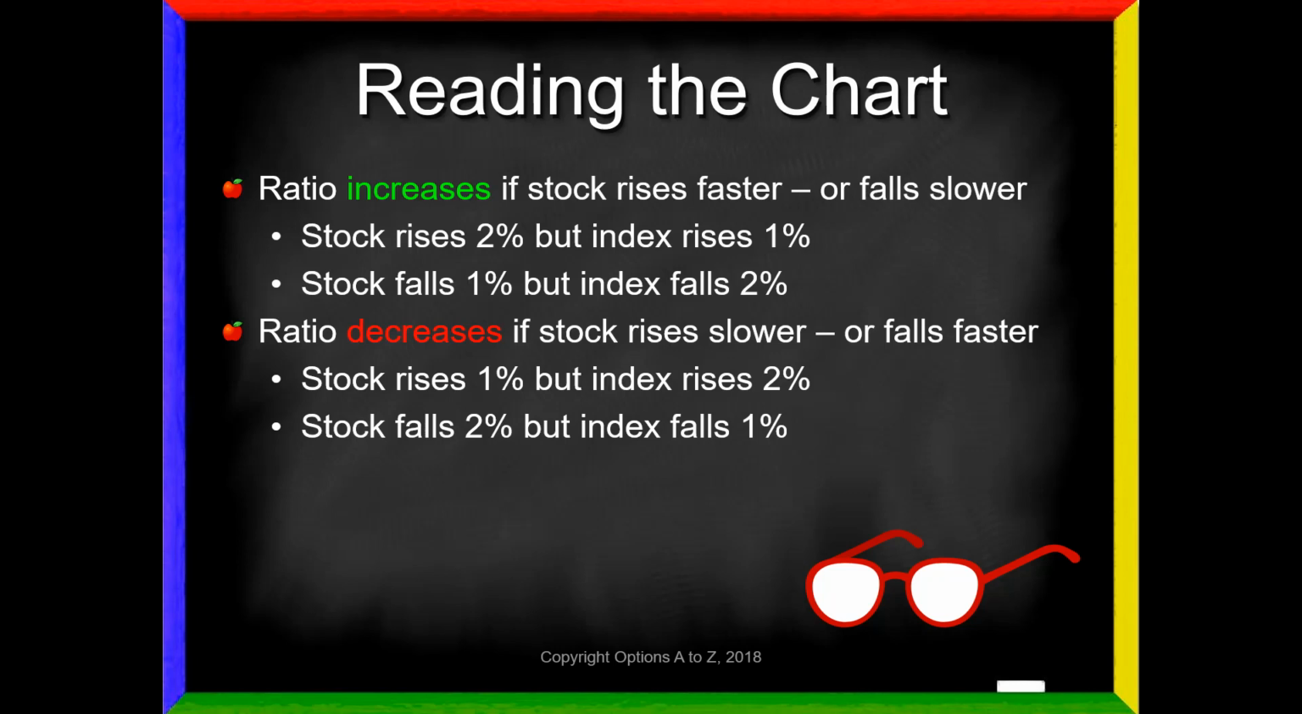So the most important thing to understand is that when you're looking at this price relative indicator, a rising line does not mean that your stock prices were necessarily rising. They were just outperforming the index. And conversely, a falling line does not mean that your stock price was falling. It could have been falling at a lower rate, in which case it's outperforming the index.